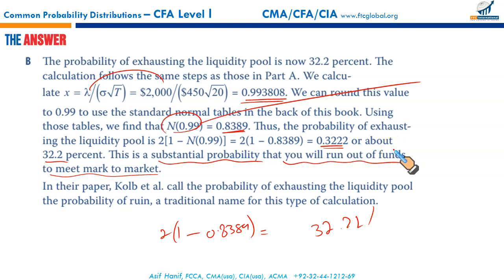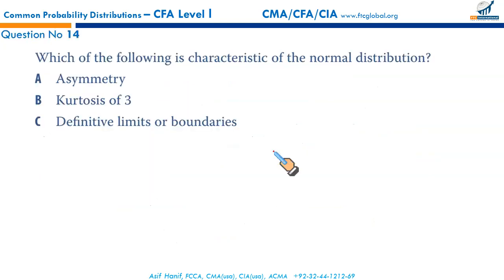It's nothing difficult. It's just that you need to apply the formula correctly and just use the Z score and then solve the questions. Alright, next.